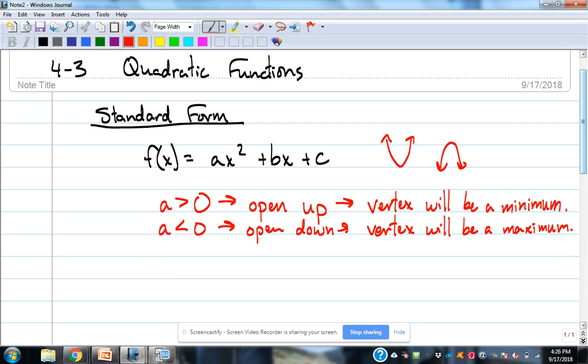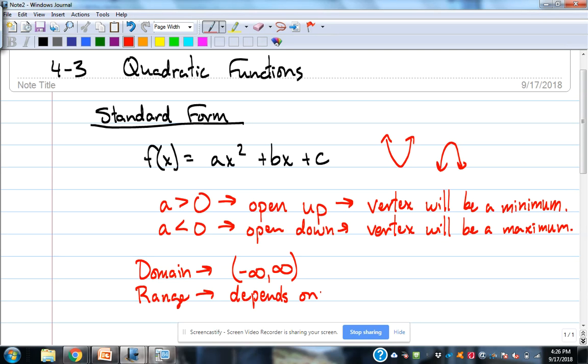Okay. All right. The domain of a quadratic is from negative infinity to positive infinity. Range is dependent, or depends on A and the vertex. So we can't really say that the range is always this way. The domain, you can say the domain is always from negative infinity to positive infinity. If it's quadratic, it's going to be that.